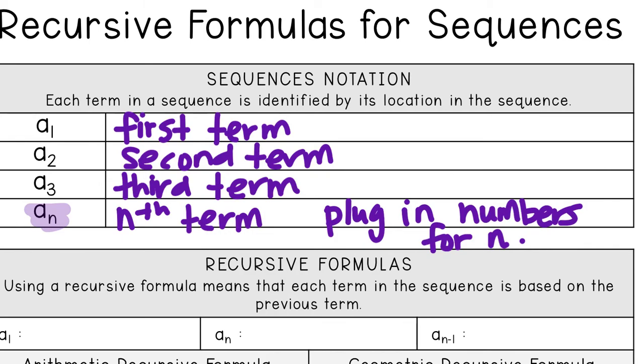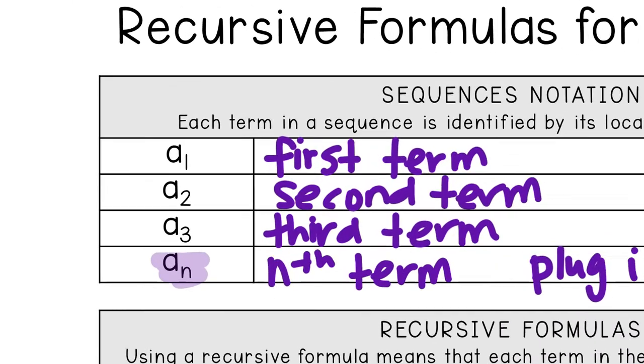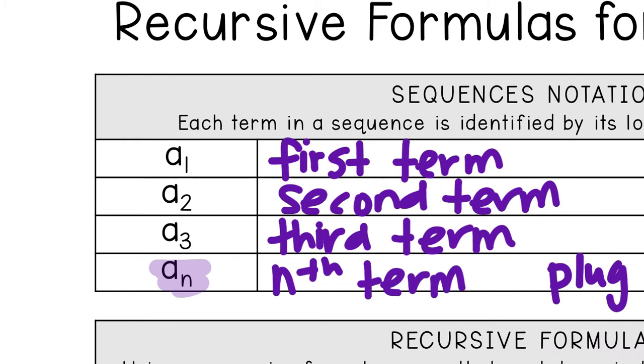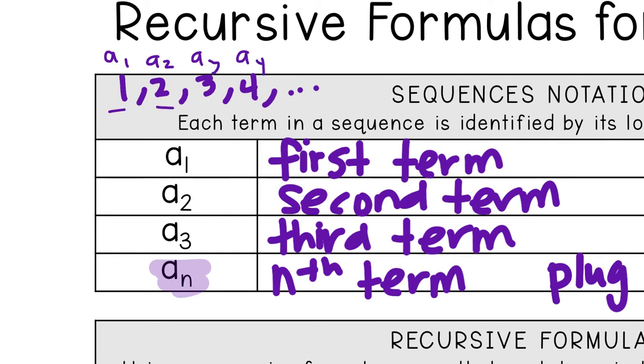Okay, so just so that I can make sure everybody got that, if I had the arithmetic sequence 1, 2, 3, 4, and it kept going, this would be A sub 1, this would be A sub 2, A sub 3, A sub 4, because this is the first number, this is the second number. I know it seems kind of silly to go over it, but it's important that we know our notation.